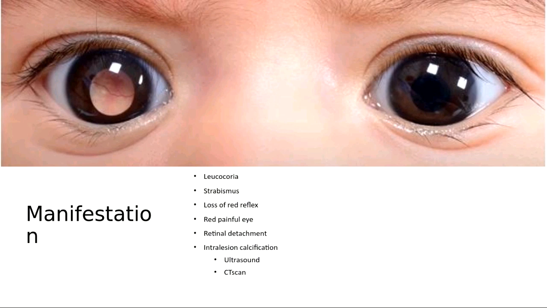This is an important slide. How are you going to pick it up? How are they going to present to you? How are you going to know that it's a query of possible retinoblastoma? You're going to see a white reflex, or it might be a loss of red reflex. The child may present with strabismus, or may have a red painful eye. You may see a retinal detachment. And when you order the ultrasound or the CT scan, the pathognomonic feature is calcification within the lesion. If this is one slide you don't forget, this is it.